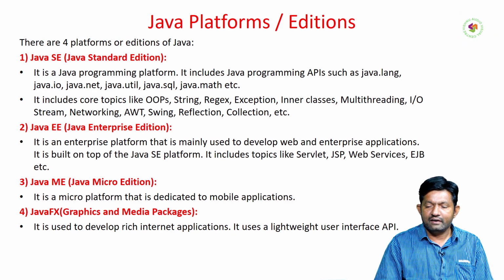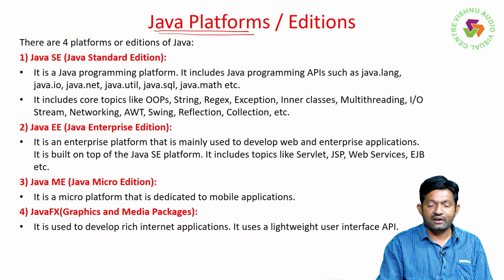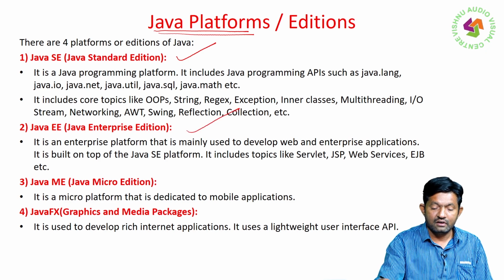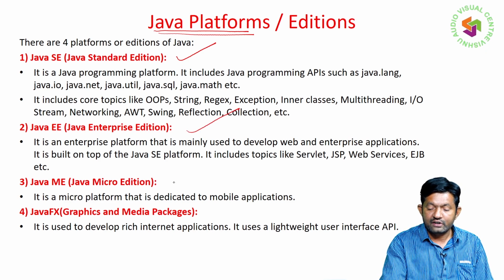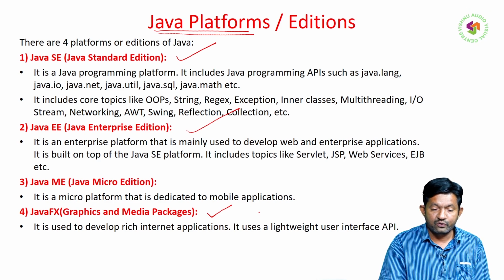Java platforms and editions. There are 4 platforms or editions available in Java: Java SE, Java Standard Edition; Java EE, Java Enterprise Edition; Java ME, Java Micro Edition; and JavaFX, graphics and media packages. Based on our requirements, we have to use different types of editions. Mainly we are using Java Standard Edition.